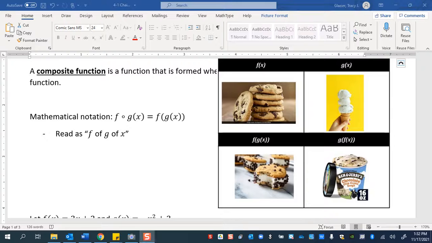All right, so I'll pass out the notes, but before I pass it out, I want you to have a conversation with your group mates about what you see here. f of x is a chocolate chip cookie. g of x is ice cream. f of g of x, g of f of x. Turn to your group mates. Say good afternoon and talk to me about what I'm going for here.